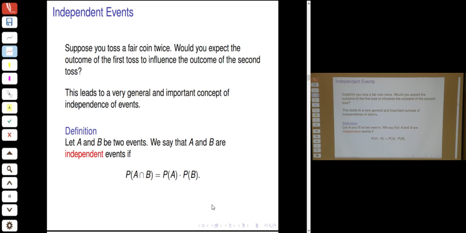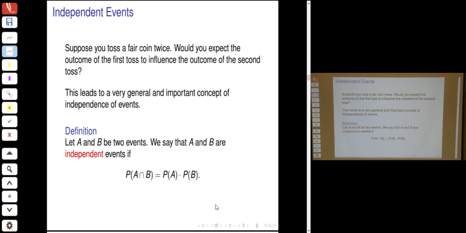Okay, so these are some basic principles of probability, and once we understand that, we come to the important notion of independent events. Suppose you toss a fair coin twice. Would you expect the outcome of the first toss to influence the outcome of the second toss? This leads to a very general and important concept of independence of events. If your two tosses are not connected with each other, then in a natural sense they will be independent of each other.